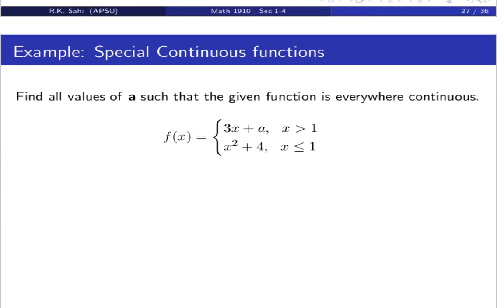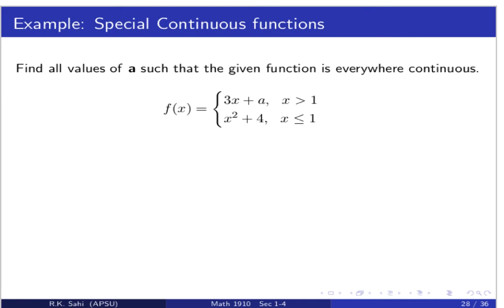Now let's look at another special case. Here, the question says, find all the values of a such that this given function is everywhere continuous. Remember, when a function is continuous everywhere, that means it is continuous at every point in the domain of the function. This function has a problem at 1, but everywhere else, when x is strictly greater than 1, it's represented by a line, 3x plus a. And if it is less than or equal to 1, it is represented by a squaring function. On their own, away from 1, they are continuous. But when they are joined together in a piecewise function, we have to make sure it is continuous everywhere.